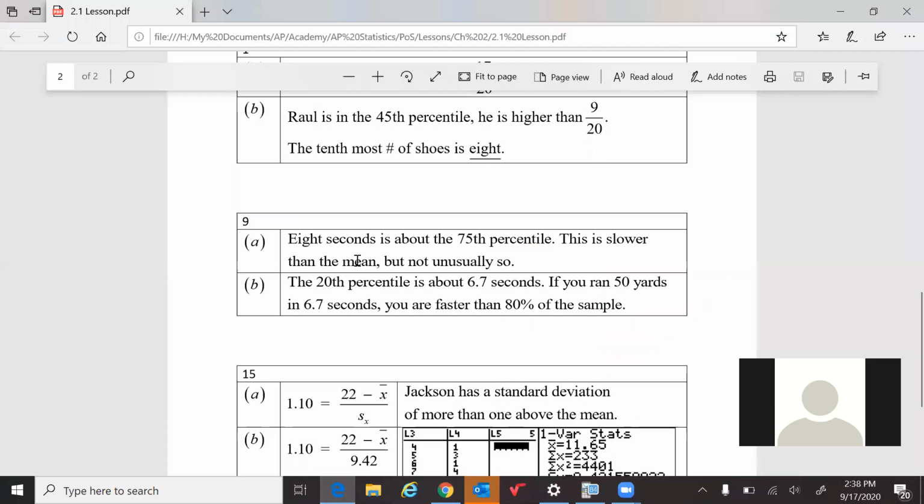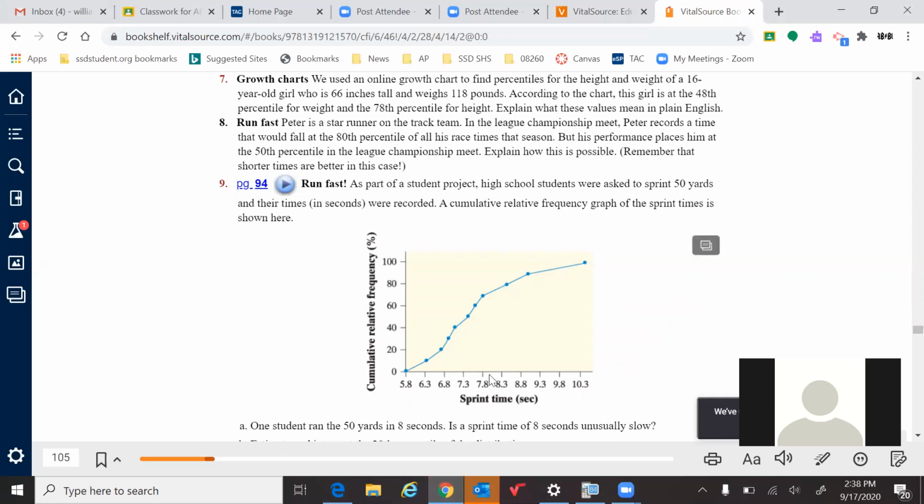So 8 seconds is about the 75th percentile. This is unusually slow. So go back to the graph. Here's 8 seconds. I go up from 8 seconds. Ready? You only beat 25% of the runners. Ready? Because it's better to have less time to run.